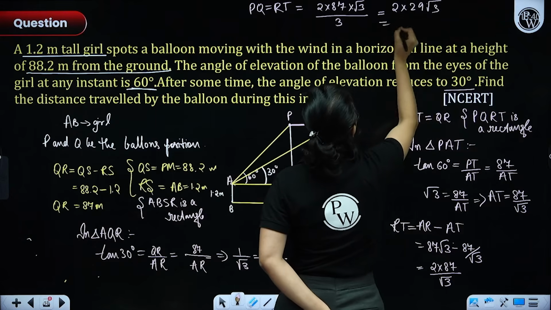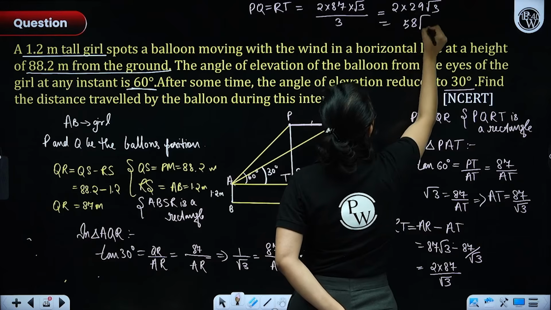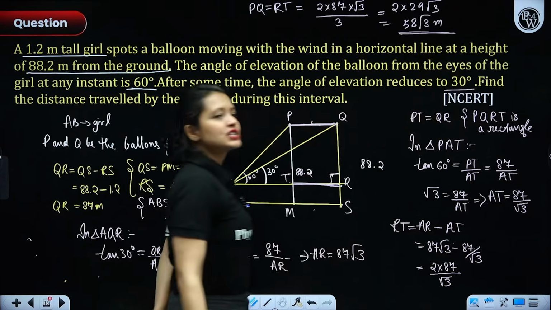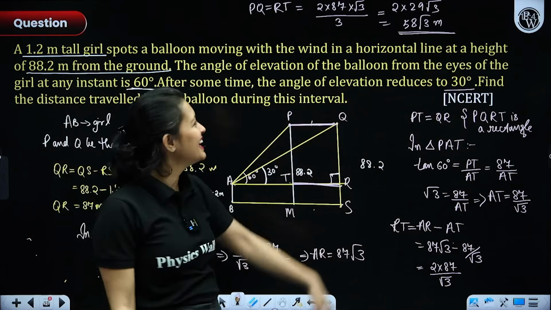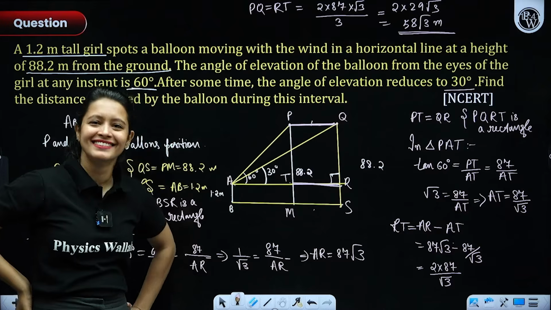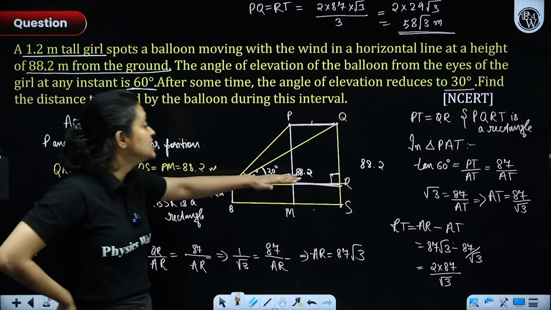So I can just multiply now. So 18, 58 root 3 meters. So this here is the distance between point P and point Q. 58 root 3. Okay, I hope you understood, everyone. It was a simple question. All you needed to do was just use logic.